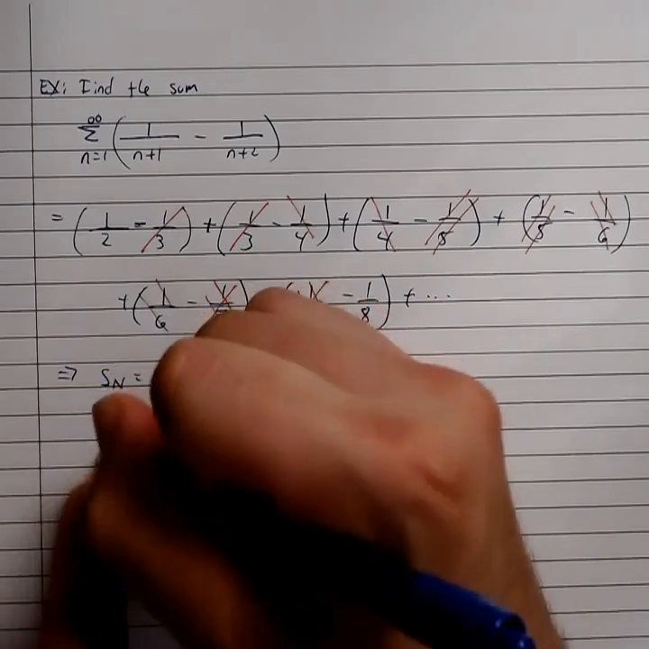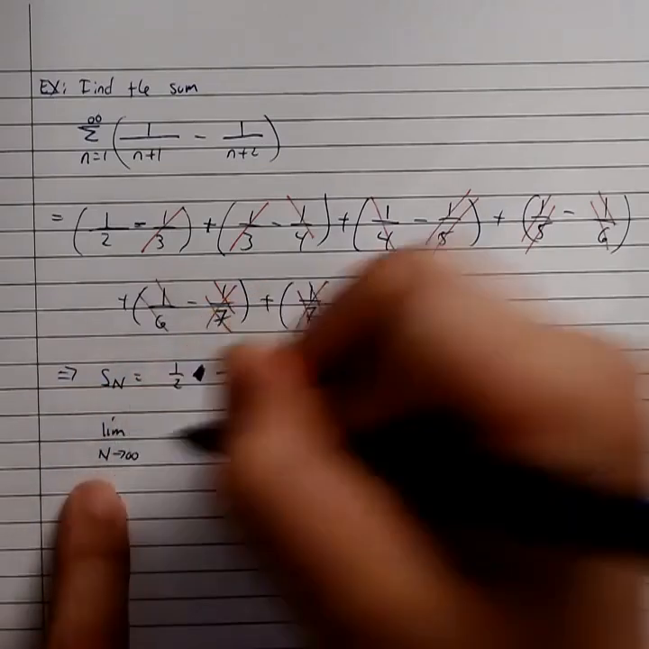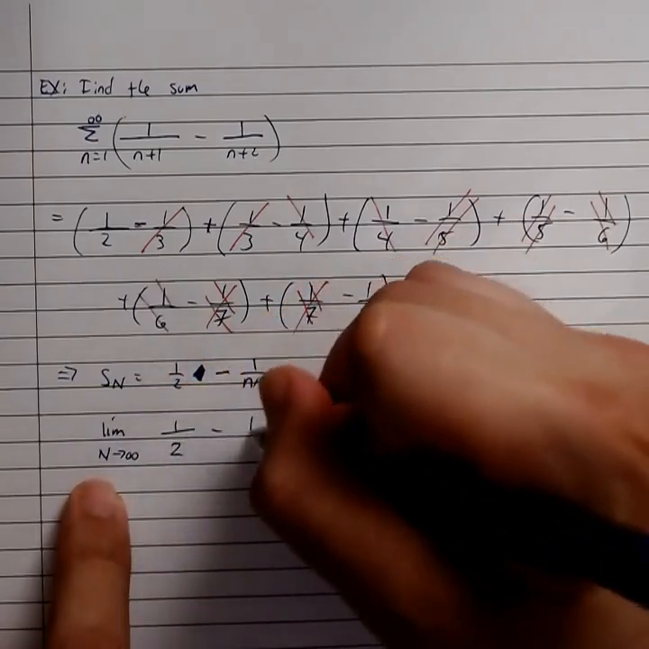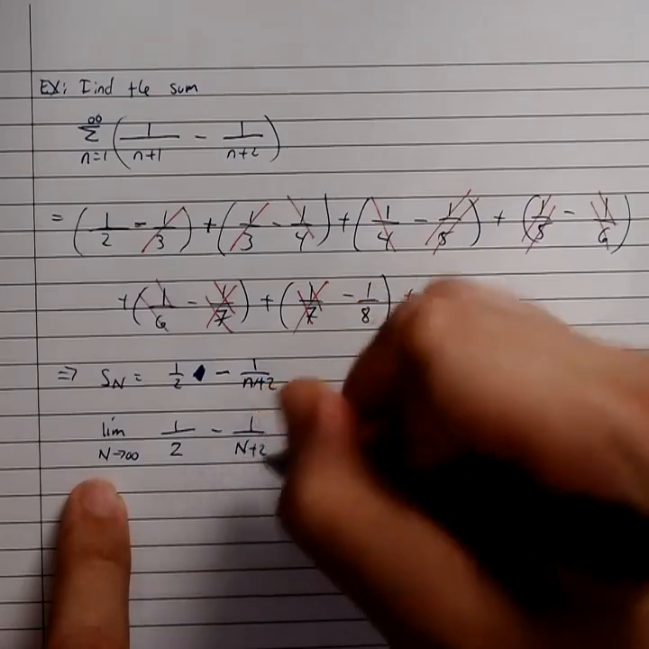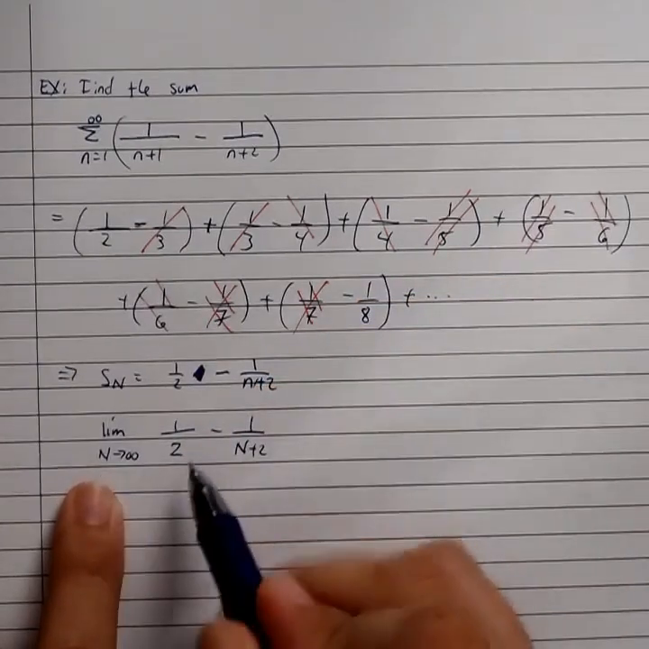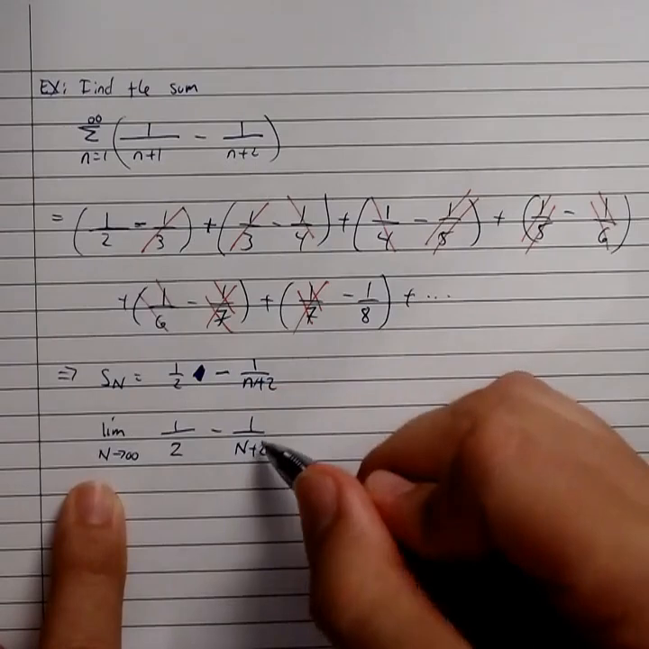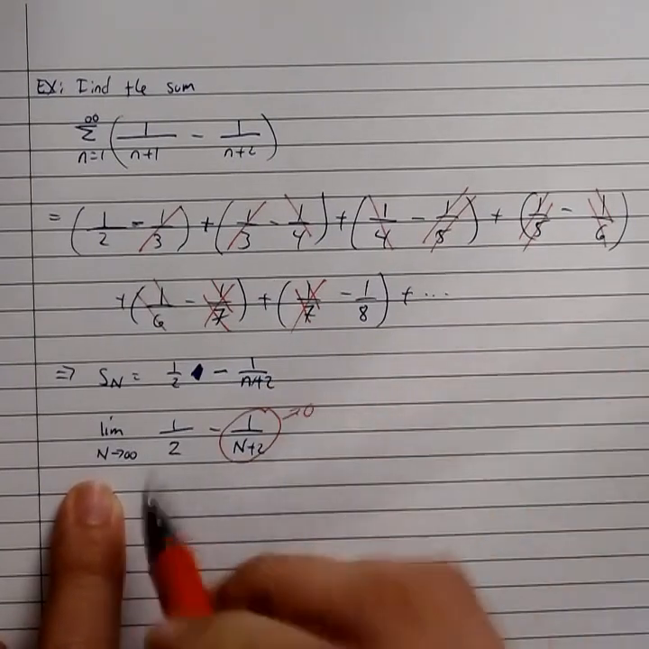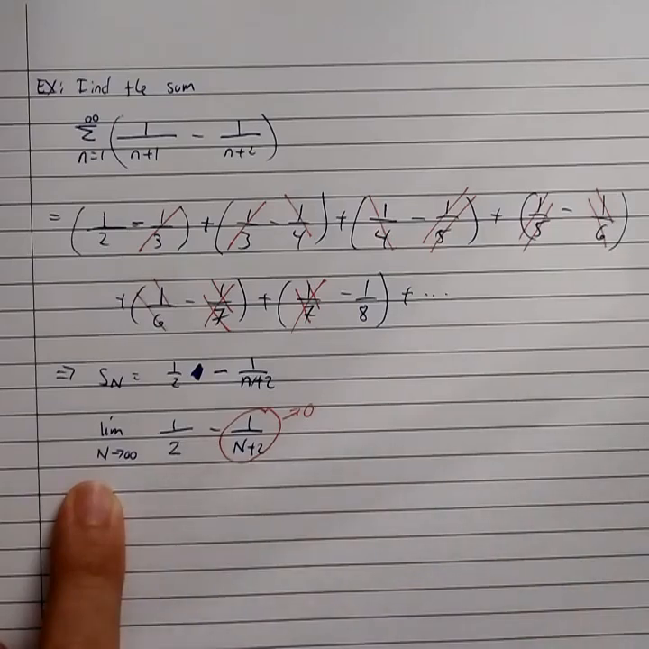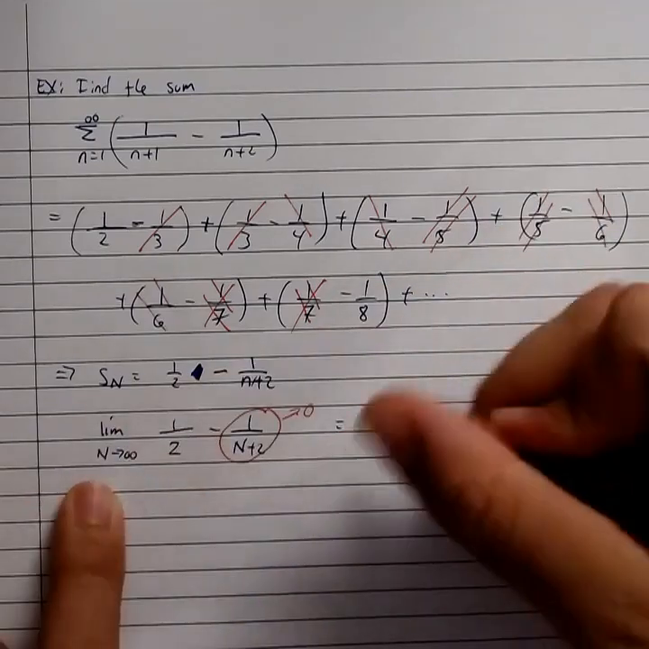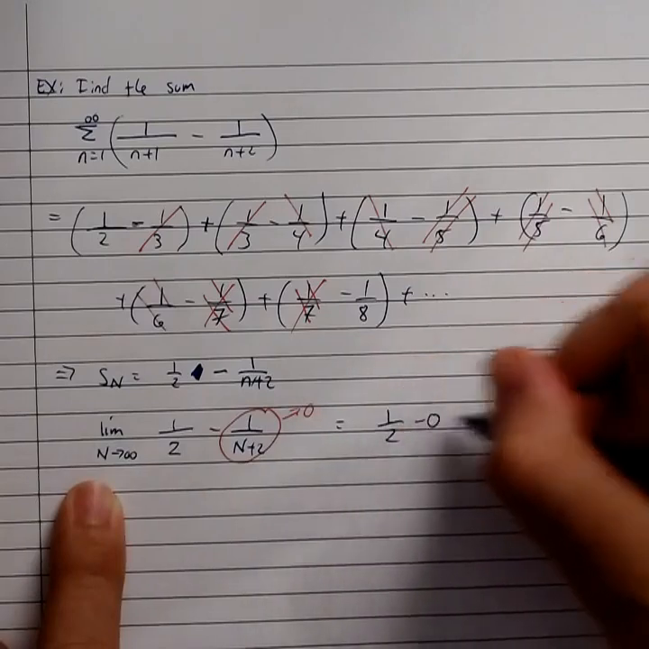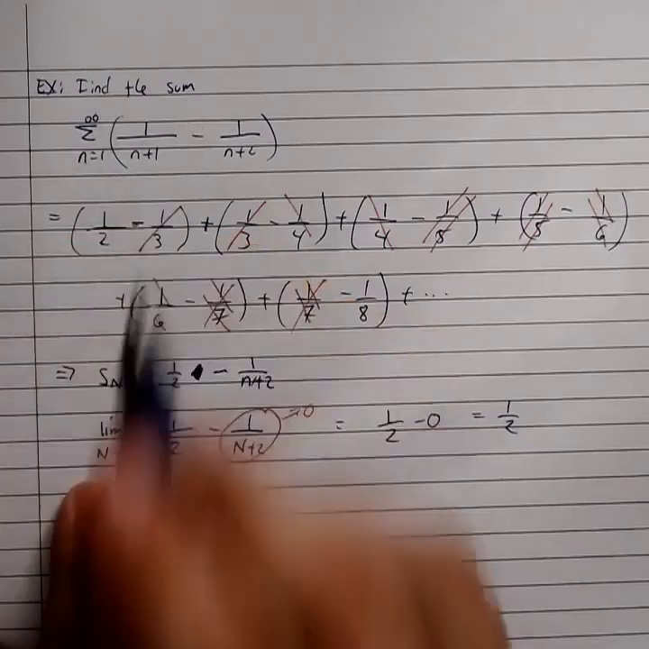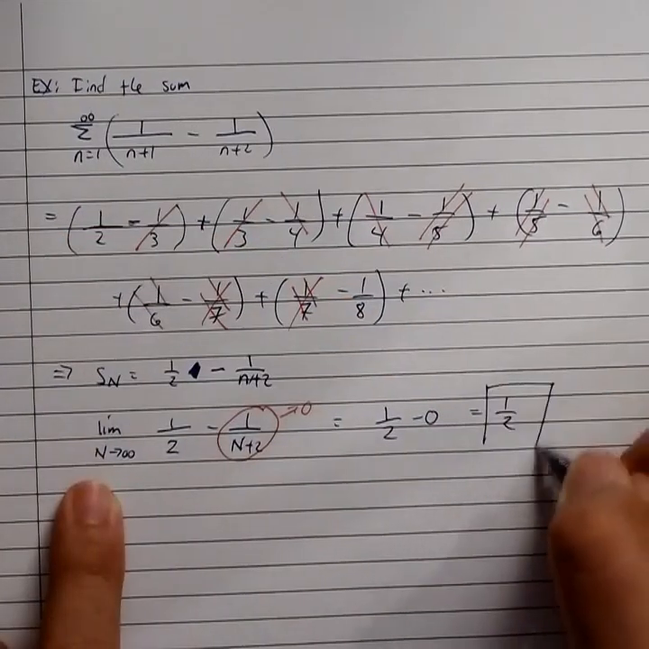If I take the limit as capital N approaches infinity of 1 over 2 minus 1 over N plus 2, as capital N approaches infinity, 1 over capital N plus 2 will approach 0. So this thing right here is 0. That's constant, so it's not affected. And so the limit of the partial sums is 1/2 minus 0, which is 1/2. So here, that means that the sum of the telescoping series is 1/2.